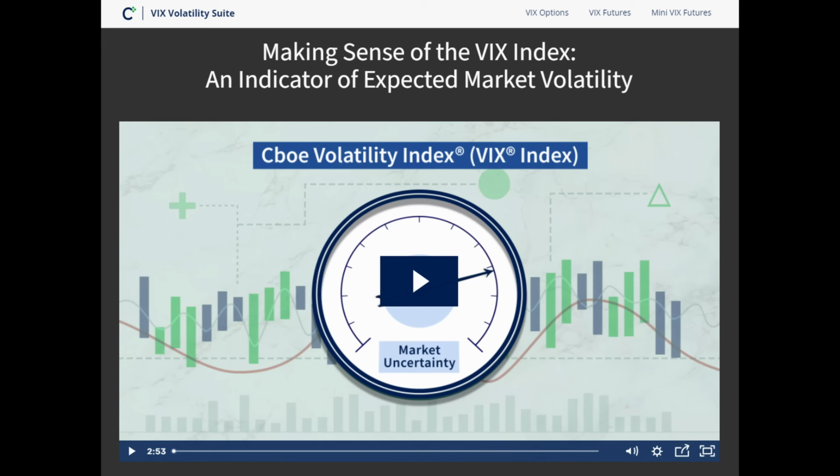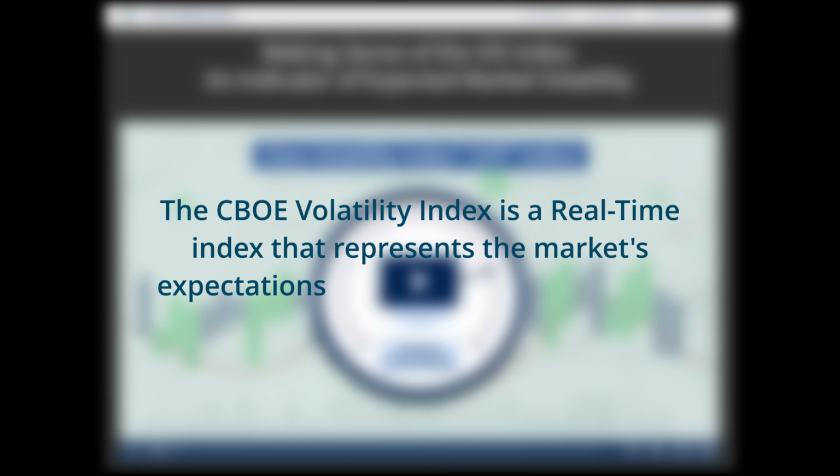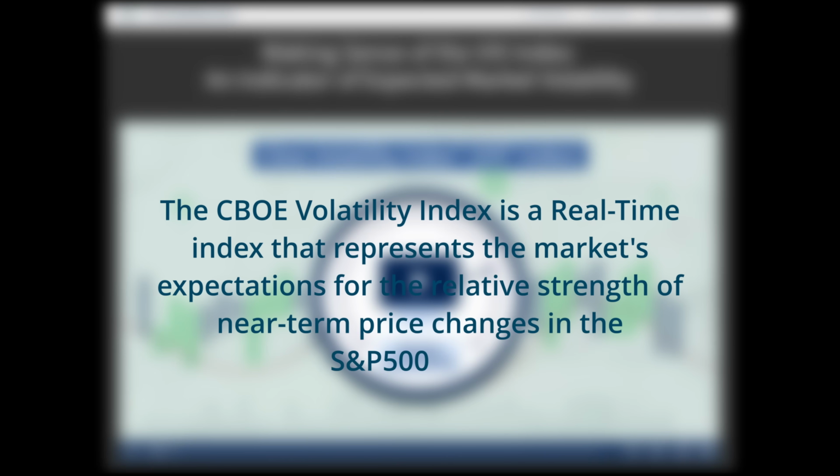The tool that we can use is what's called the Cboe Volatility Index, and it goes by the acronym VIX, or the term VIX. The Cboe Volatility Index is a real-time index that represents the market's expectations for the relative strength of near-term price changes in the S&P 500 index.